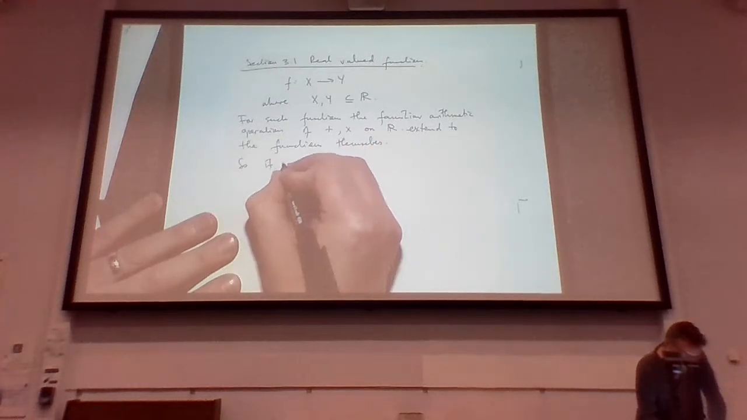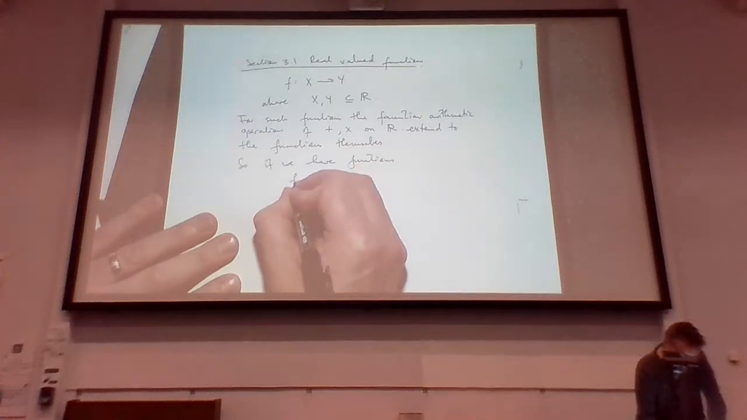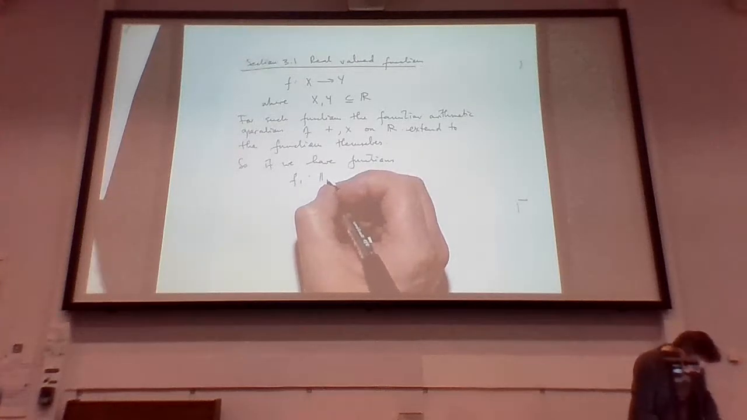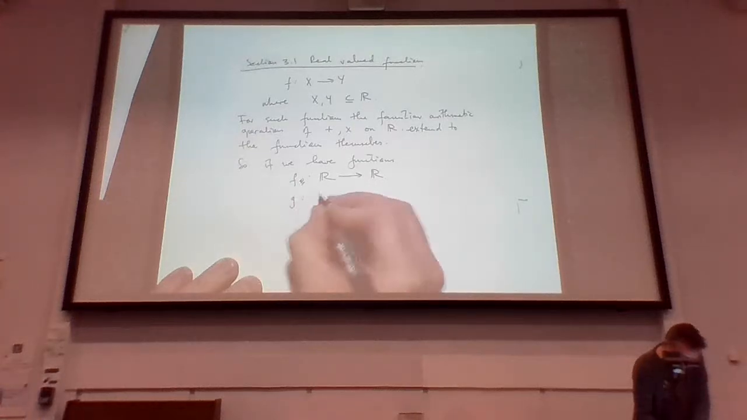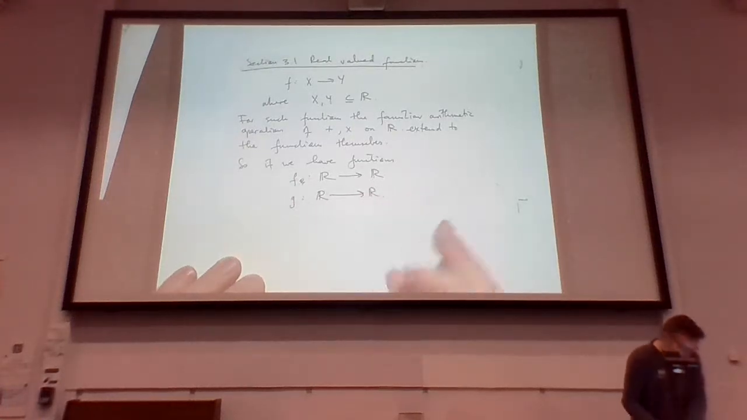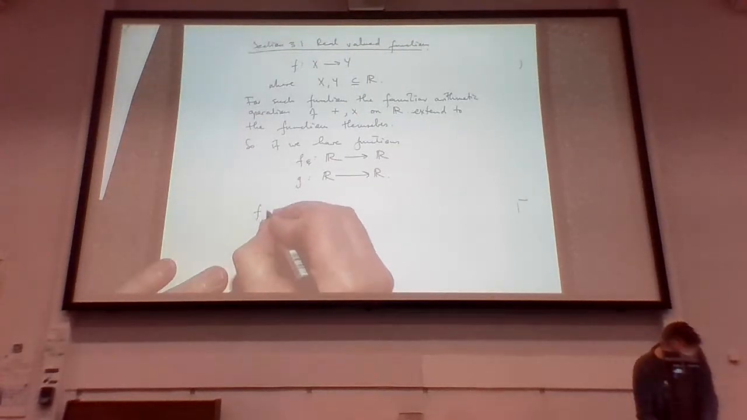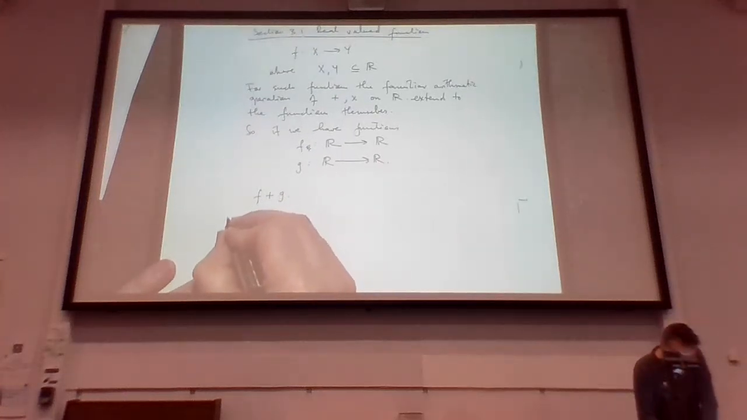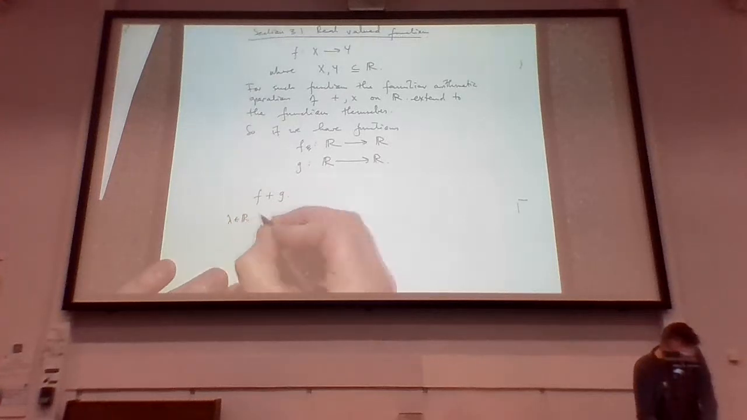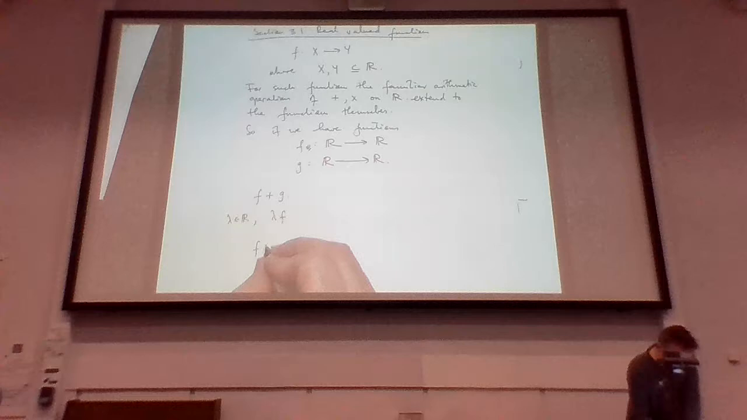So if we have two functions, I'll just call it f, just to stick with the notation. Let's say we have two functions, f from R to R and g from R to R. Then we can add the functions together. We can take another real number lambda and multiply one of the functions by lambda. We can take the two functions and multiply them together.